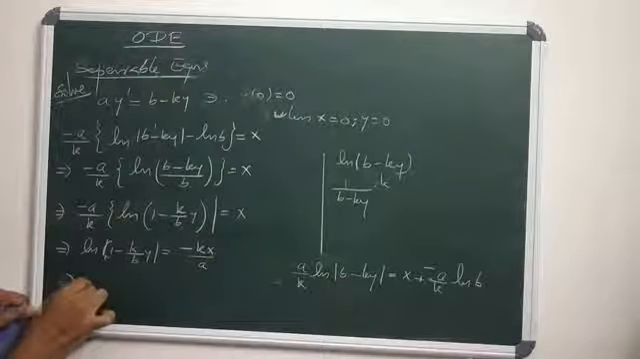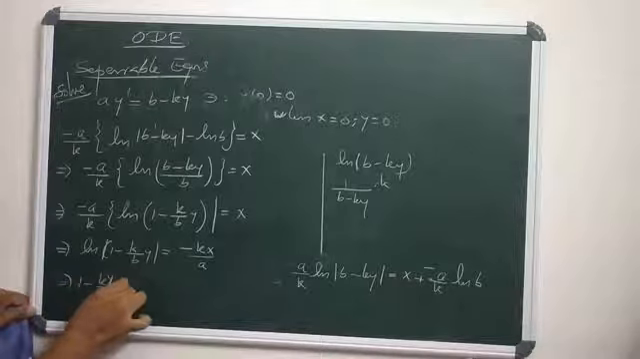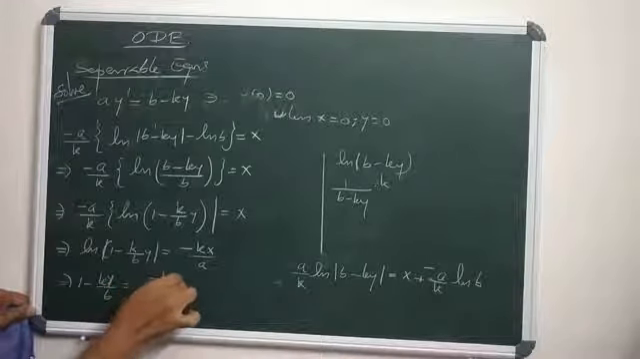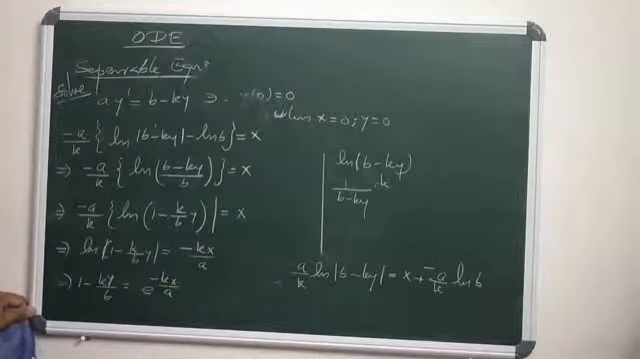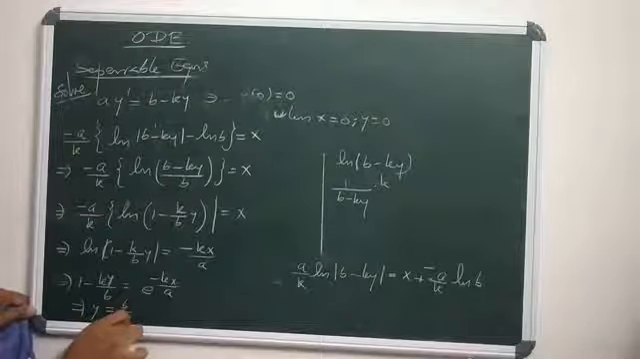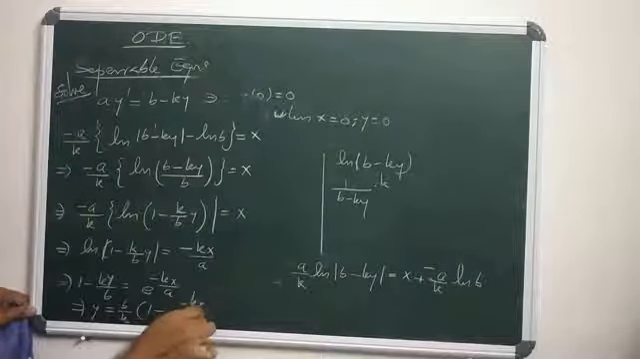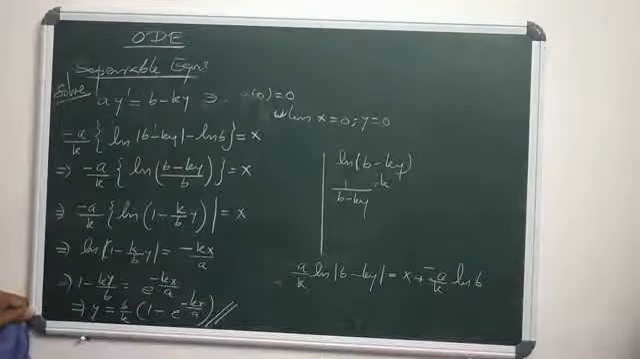Therefore, 1 minus k y by b equals e power minus k x by a, by taking antilog on both sides. Agreed? So from here, what is y? Therefore, y equals b by k into 1 minus e power minus k x by a. So this is the solution of the given initial value problem.